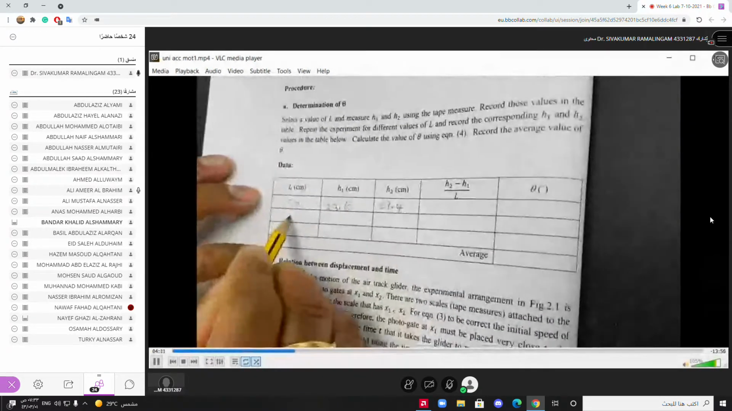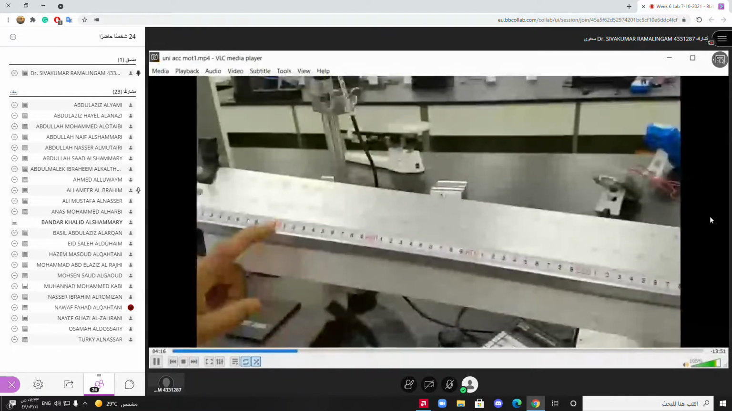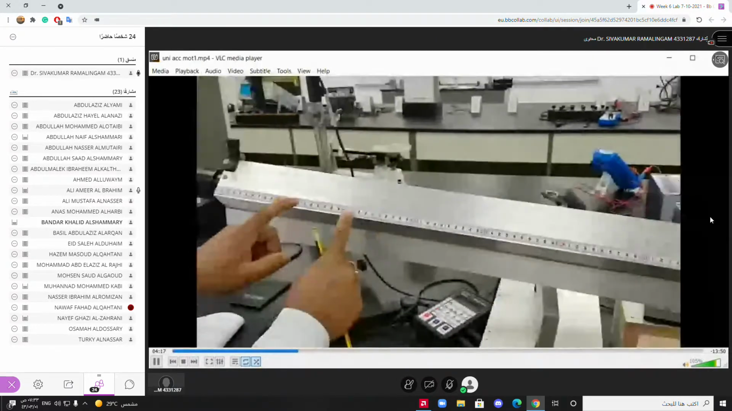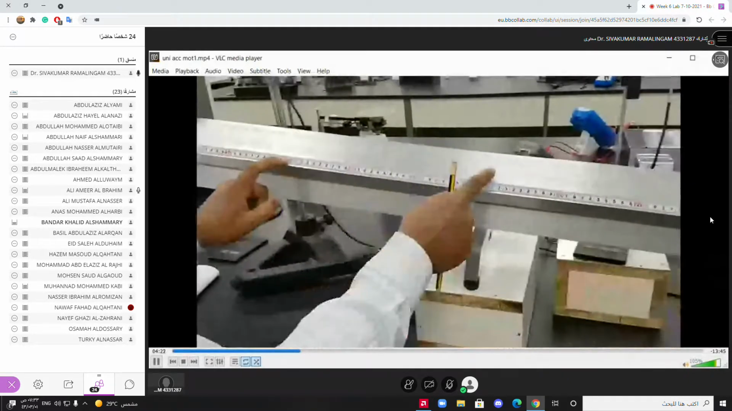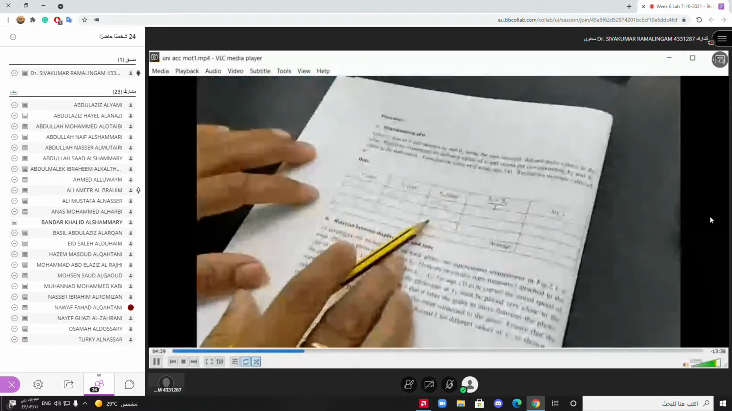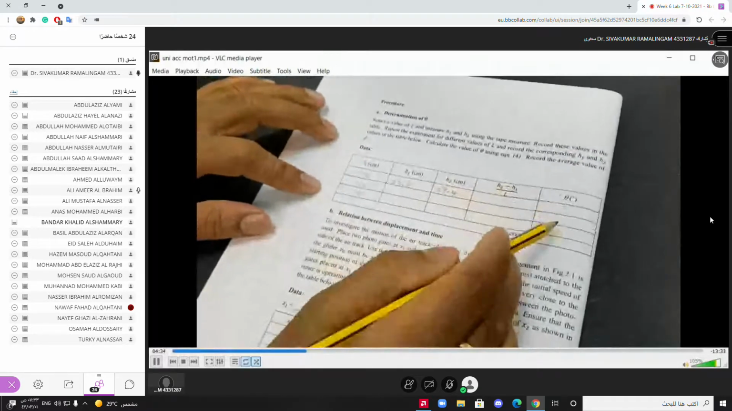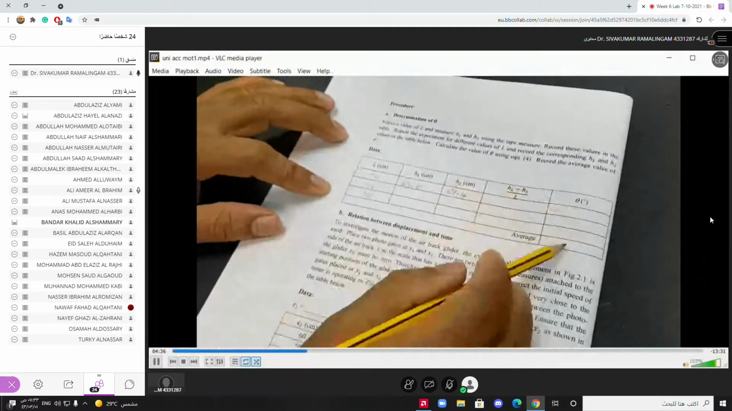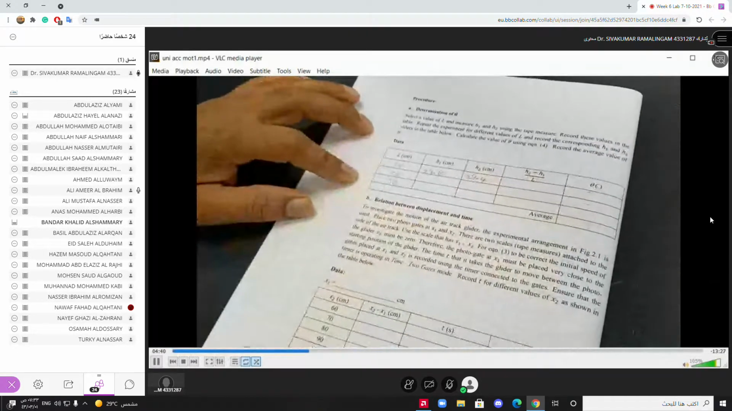Then repeat this experiment for different lengths. Previously we took the measurement here. Now you shift 10 here. This is your new h2. h1 is 10, 20, 30, 40, 50. Here this is the new h1. Next shift another 10 centimeter and then you will get h1, h2. By using this formula you can get the 3 theta values. Get the average of these. This is the average theta for this experiment.